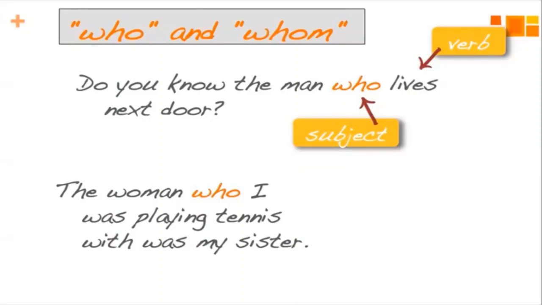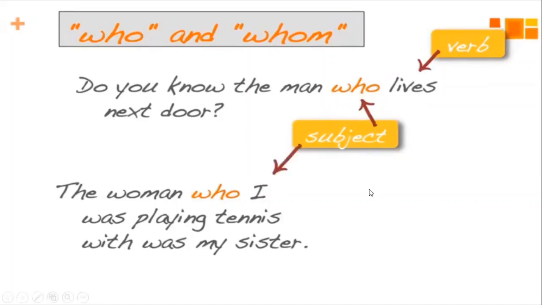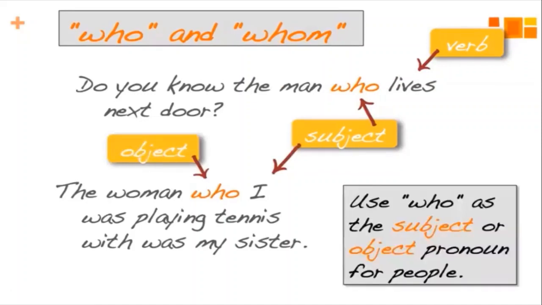And now, is this a defining or a non-defining relative clause? Defining, right? Why? Because it's giving me extra information about who was my sister. Who was my sister? The woman I was playing tennis with, right? Good, good. Now, here is an object, as we were saying, very good. And now we have the following. How do we use whom?